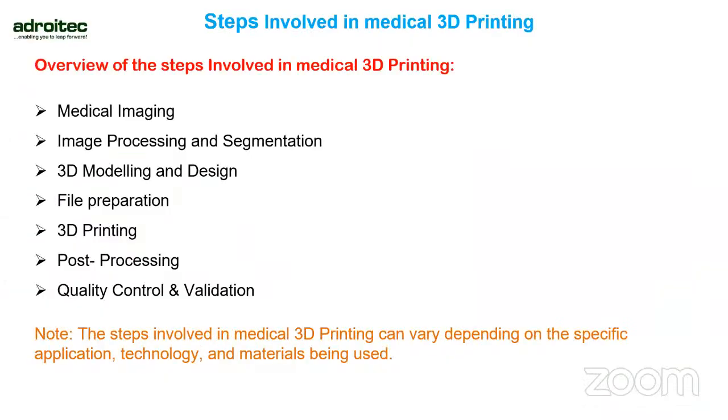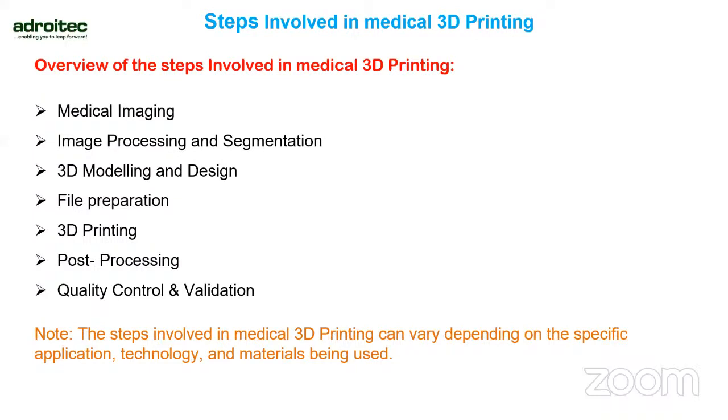What are the steps involved to create a 3D model from medical imaging to end product? First, we have to collect data from medical imaging. The process begins with acquiring medical imaging data. Most commonly, we can get medical data from a CT scan, which is computed tomography, MRI, magnetic resonance imaging, or ultrasound. These images provide the necessary information to create a digital 3D model of a specific patient.